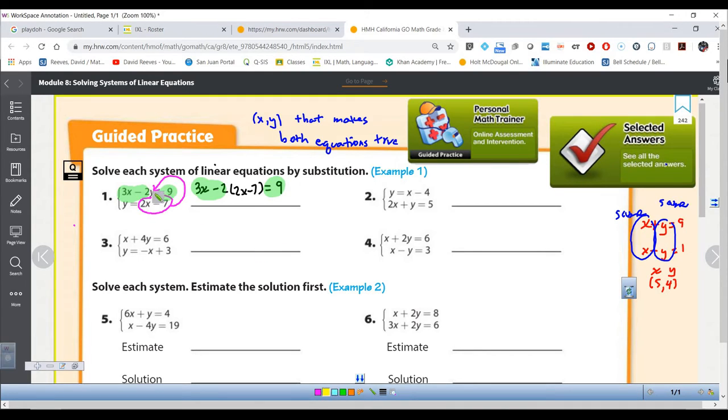But what have I done? I've replaced the y with what the y was equal to. The y on the bottom was equal to 2x minus 7, and that's what I replaced the y with. All right, so here we go.